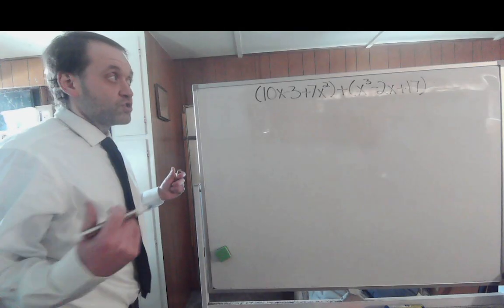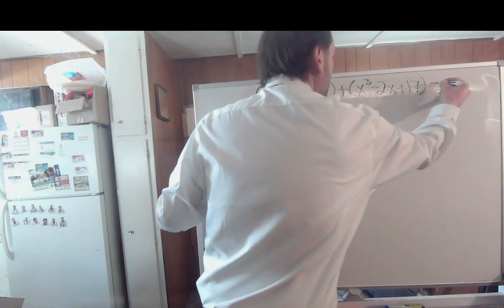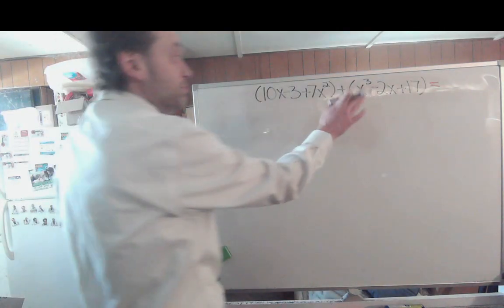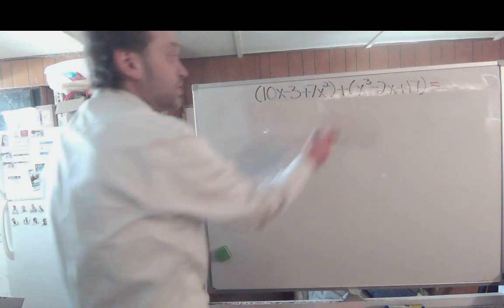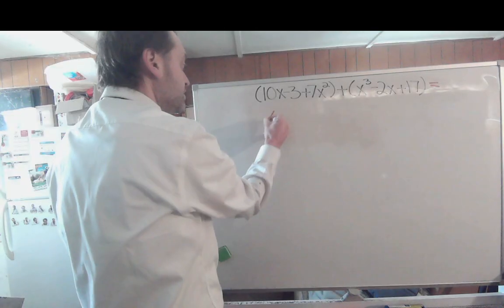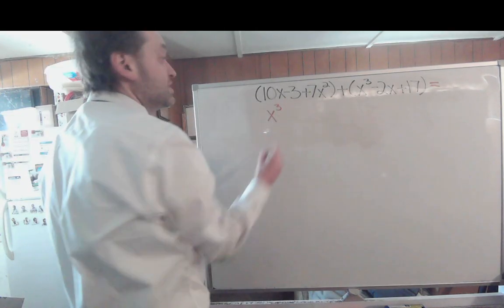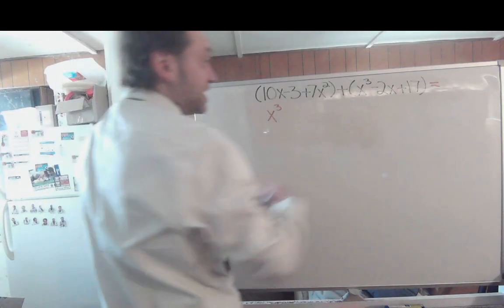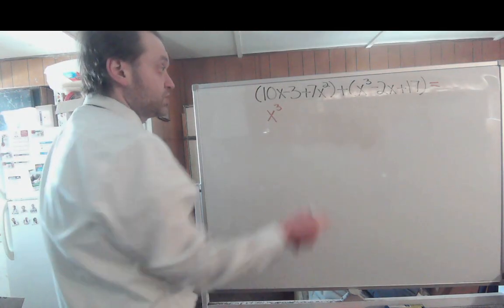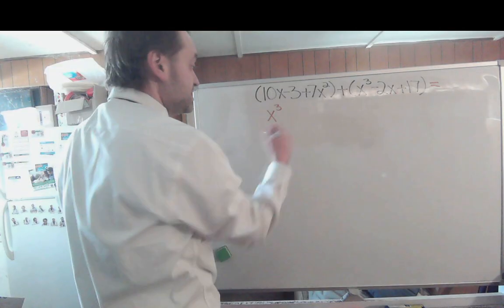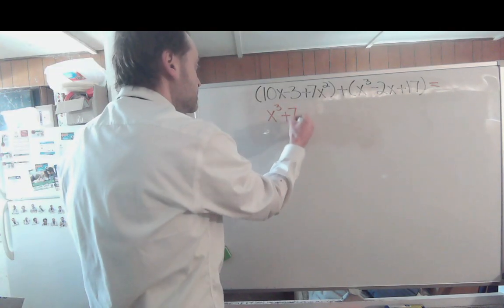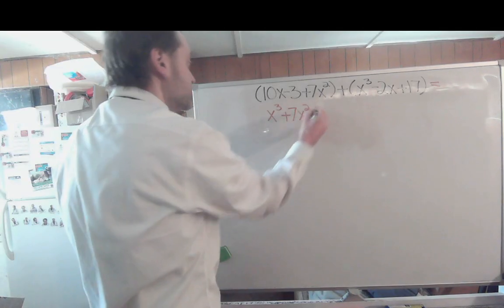So again, they're trying to trick you. Well, look at the highest power between both quantities. That's your x to the third. You just have a plus x to the third. So you'll start with the x to the third. Now the second quantity has no x squared term, but the first one does. You have plus 7x squared. So you'll have x to the third plus 7x squared.